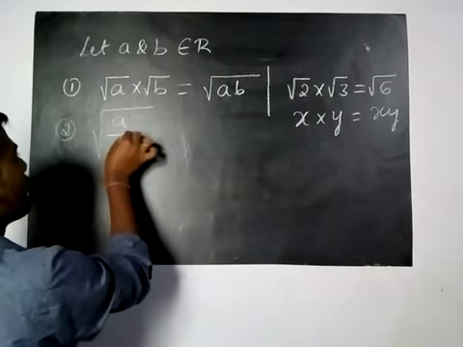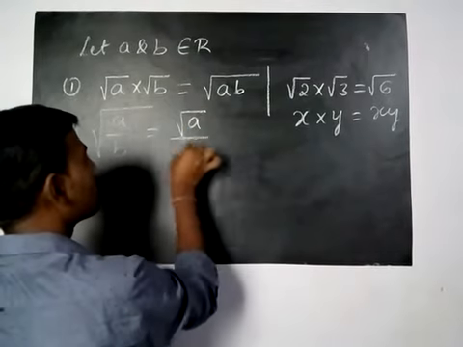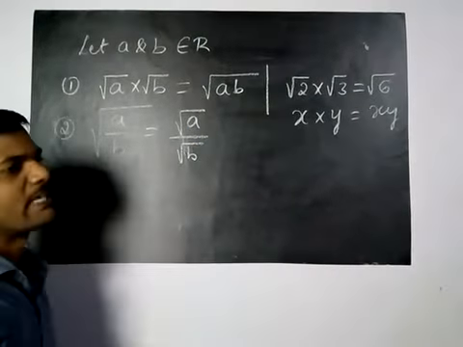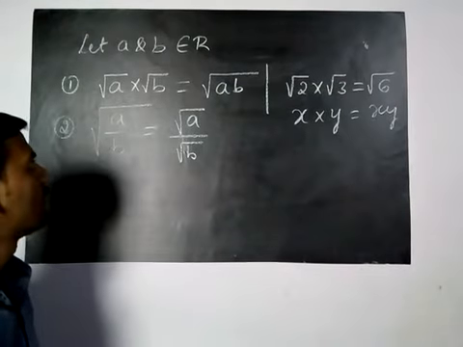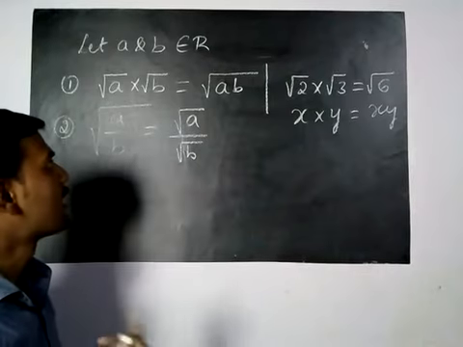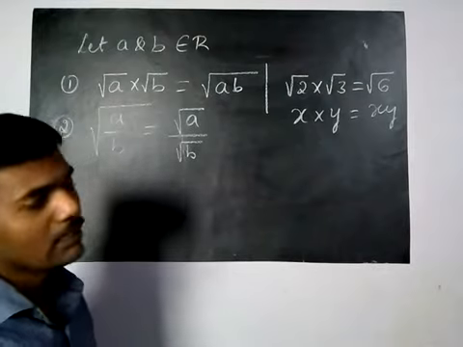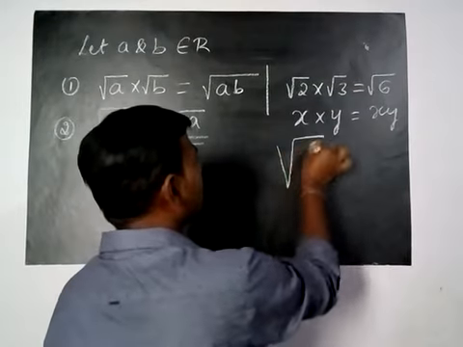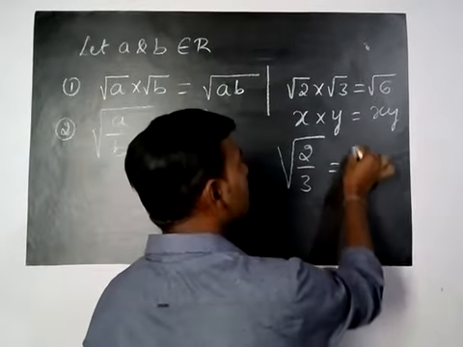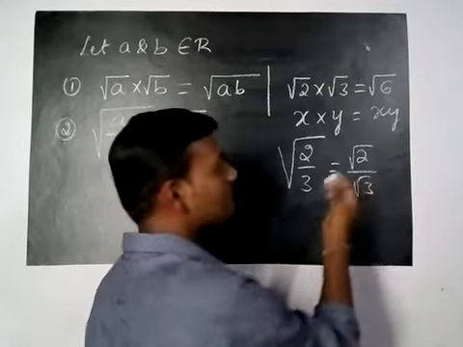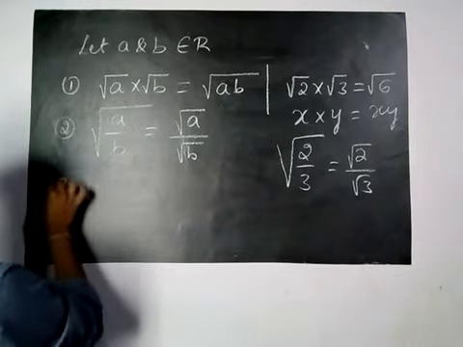Next, square root of a by b can be written as square root a divided by square root b. By splitting the square root, we write the square root of a by b as square root a by square root b, for any numbers. Example, 2 by 3: square root of 2 by 3 is square root 2 by square root 3. Like this. And next, the third one.